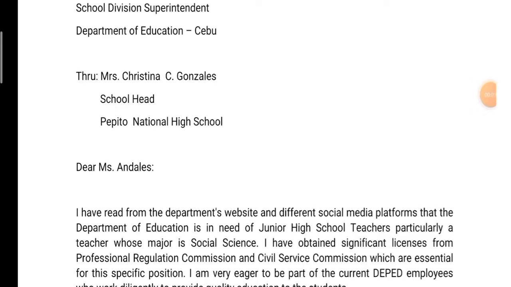Below the details of the original receiver, you'll now include the details of the person whom you're going to hand over your documents to, or whom you're going to hand over your letter to. So in this case, going back to what I have discussed a while ago, we're not going to directly submit the letter to the division's office. It's going to pass through the school head first. So here I have Miss Christina C. Gonzalez, and below her full name will be her designation. So she's the school head.